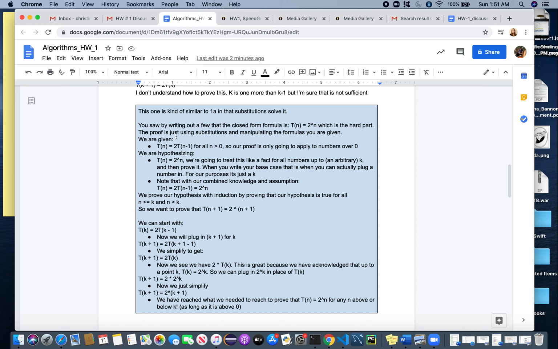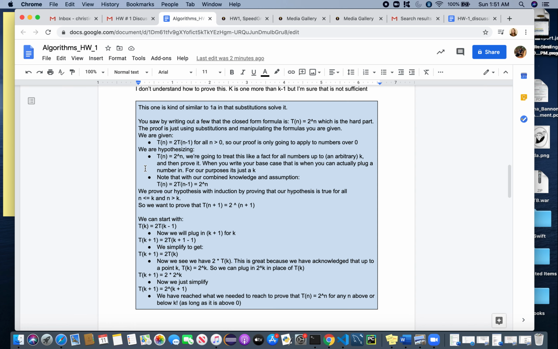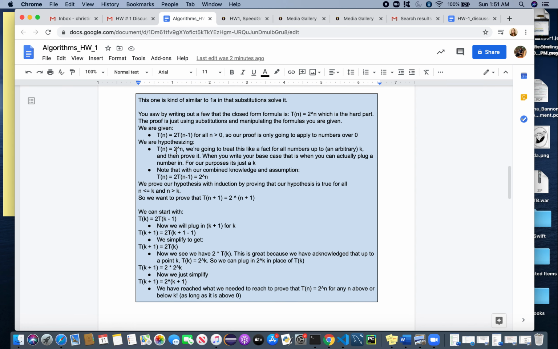Okay, so our proof is only going to apply to numbers over 0. We are hypothesizing that t of n equals 2 to the n, and then in your base case you would prove that that's true for a number up to k. So you could just write t of 1 equals 2 times t of 0, and then it would be 2, and that, boom, that would be proven.